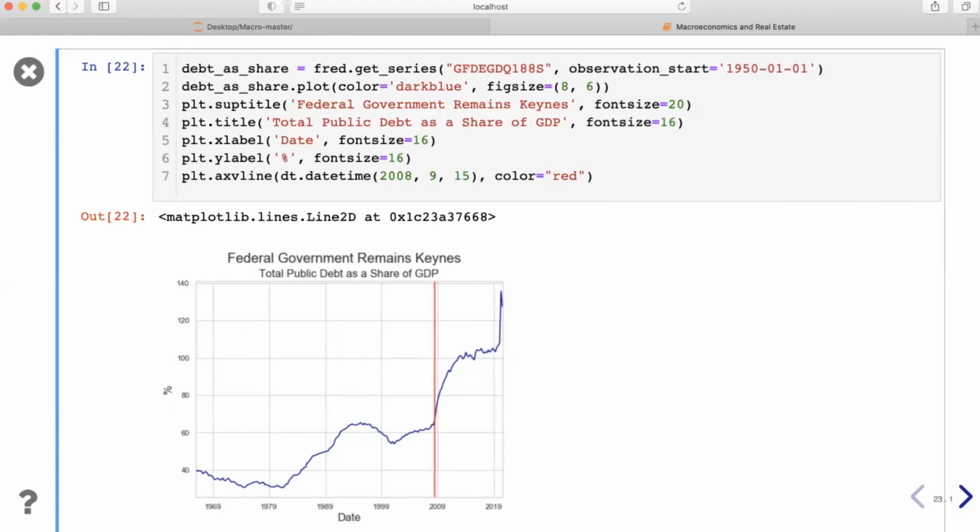And then the federal government remembers Keynes. This is a measure of total public debt. So this includes both the federal government and state governments, but total public debt in the US as a share of our total output. And this now sits at about 130%.